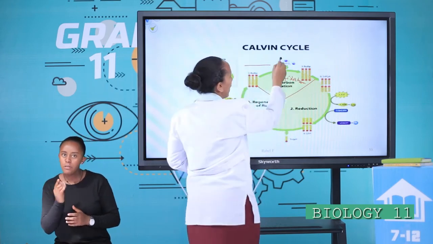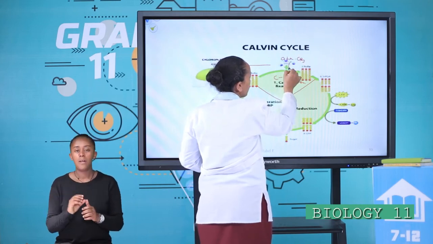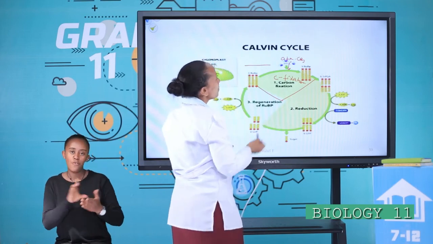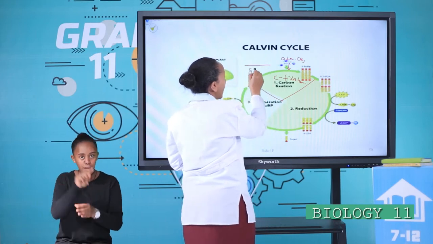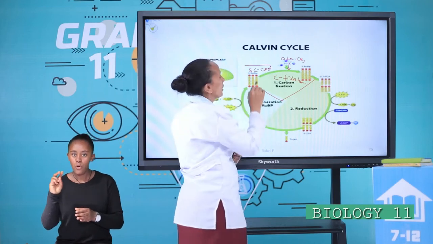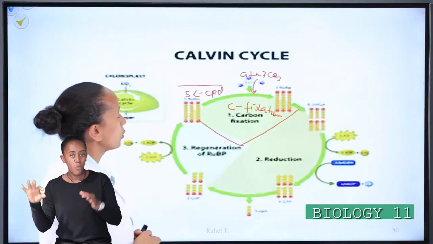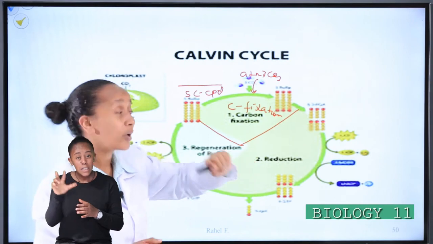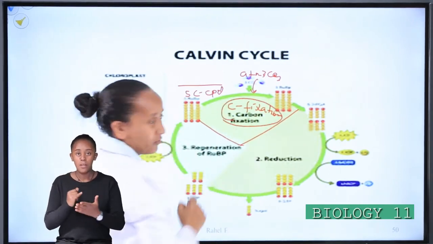Why? Because atmospheric carbon dioxide will join the cycle, and it becomes part of the cell process. When atmospheric carbon dioxide joins the cycle, here we have a 5-carbon compound, ribulose biphosphate. And atmospheric carbon dioxide will combine with ribulose biphosphate to produce a 3-carbon compound, or a 3-carbon sugar. And this process is known as carbon fixation.